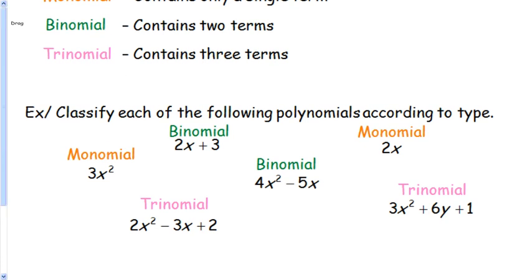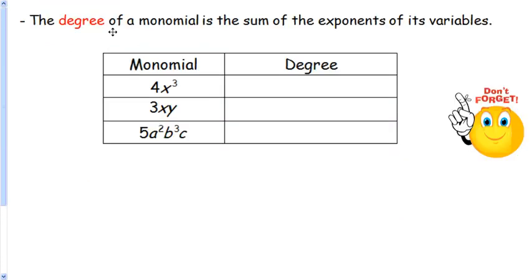Moving along, the degree of a monomial is the sum of the exponents of its variables. So we have to look at all of the variables in the term and then sum the exponents. So here we have a degree of 3 in this one because the exponent on the x is a 3. Here on the x we have an exponent of 1, and on the y we have an exponent of 1, so the total degree then is 2. We have to sum them, or add them.